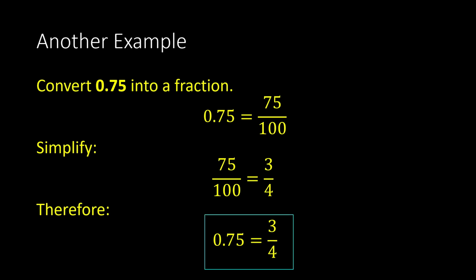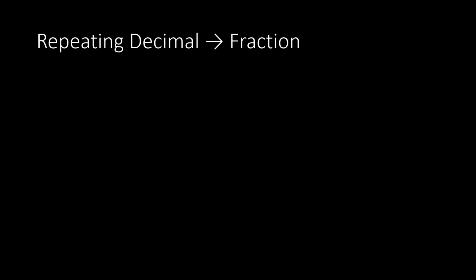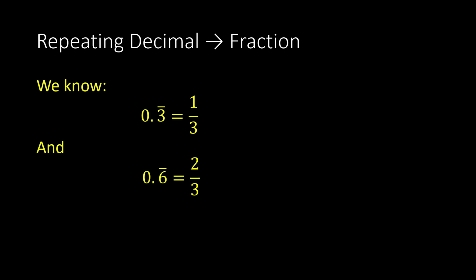What about repeating decimals? How do we convert those to fractions? So for example, we know that 0.3 recurring equals 1 over 3 and 0.6 recurring equals 2 over 3. Another example, which you might consider useful, is 0.9 recurring equals 1. There are methods for converting repeating decimals to fractions, but we won't be looking at them just yet in this lesson.